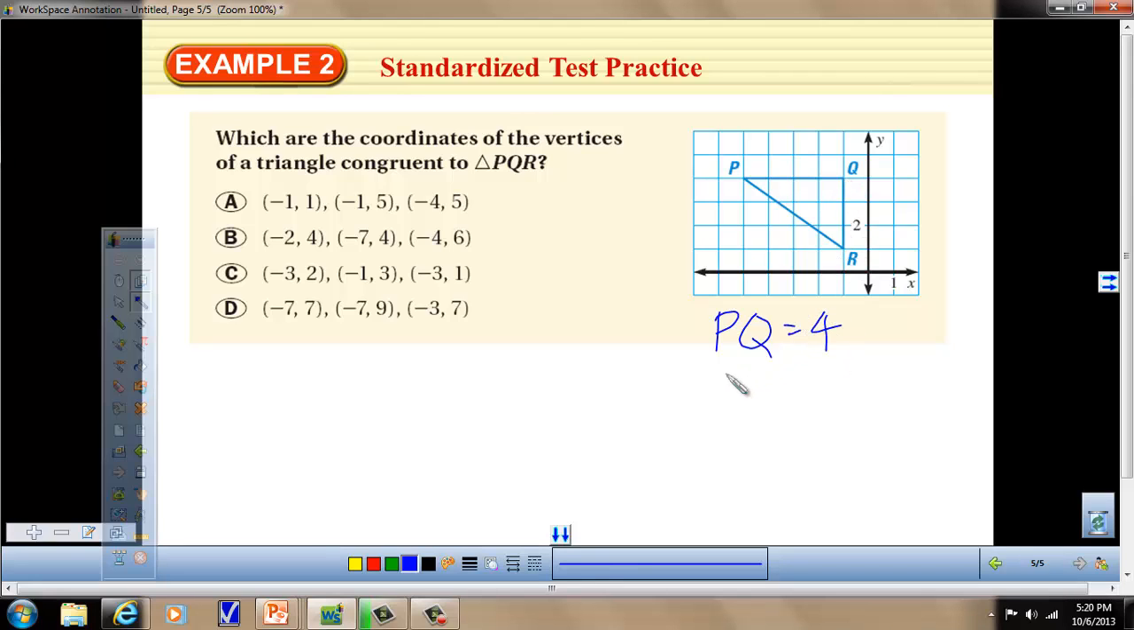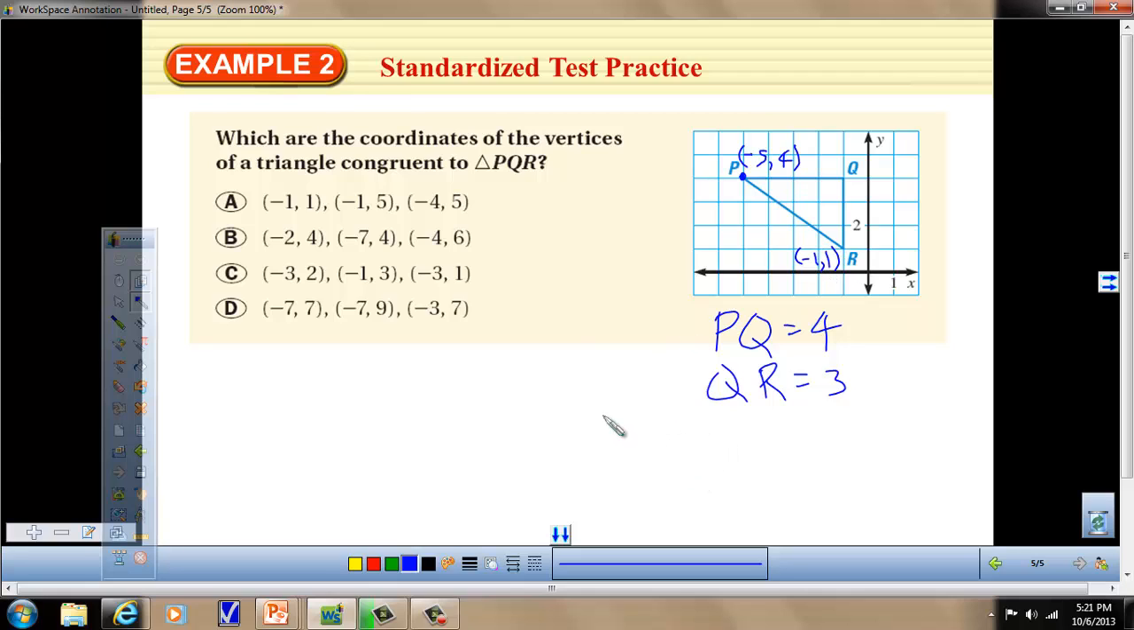Going down, we've got 3 there, so QR is 3. And then to find this distance right here, we know that this point is 1, 2, 3, 4, 5. So it's 5, 4. Whoops, negative 5, 4. And the other point is at negative 1, 1.